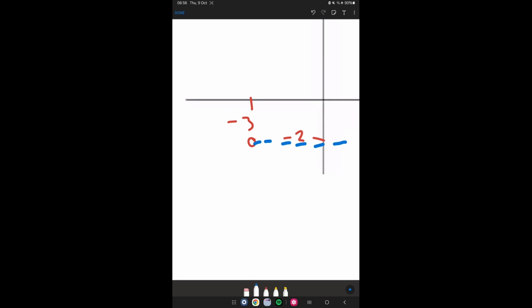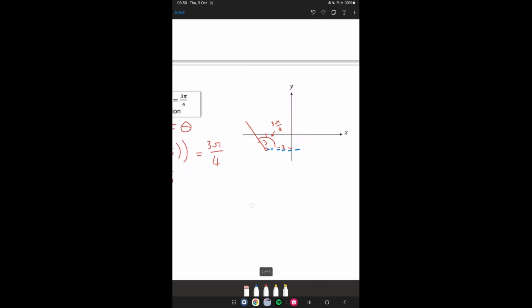So 3 pi over 4 is going to be 135 degrees, so it's going to be an obtuse angle. It's probably going to look something like this, isn't it? So there's my angle there, and that would be my argument of 3 pi over 4. So that's a sketch of what it's going to look like.